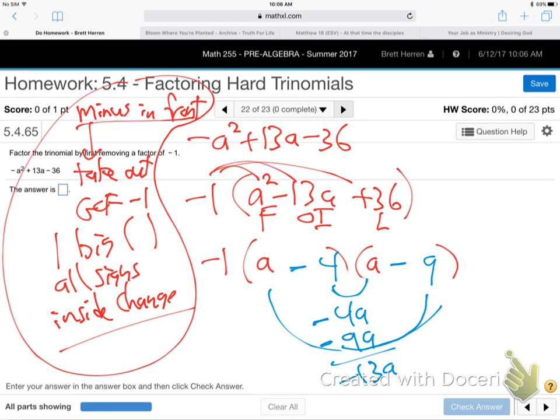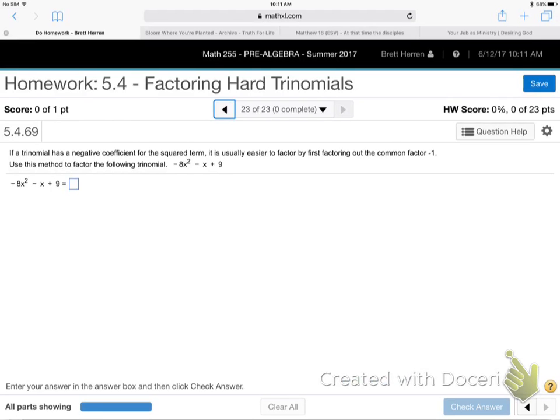Good? All right. All right, let's try that one.